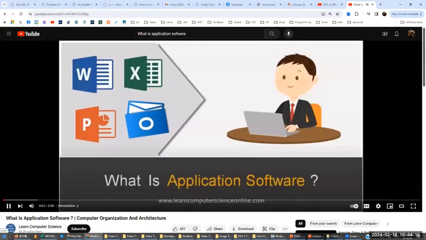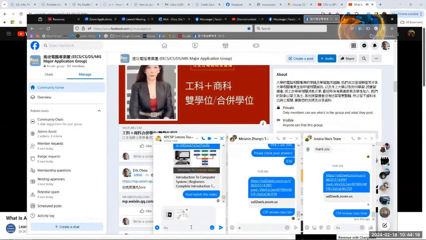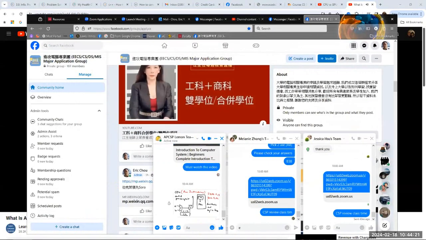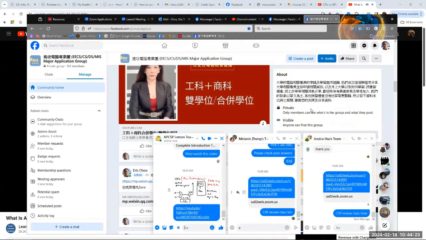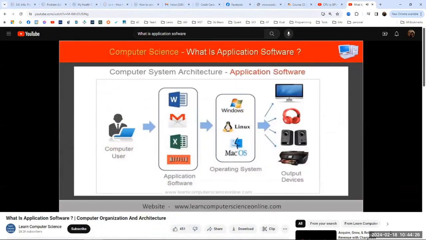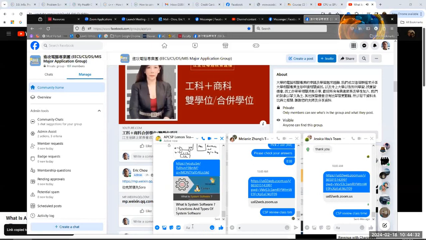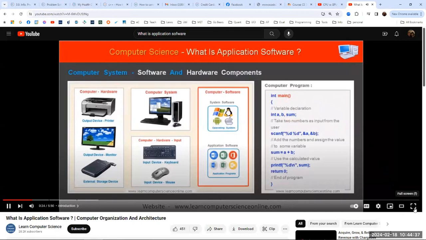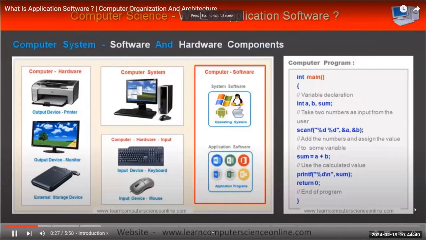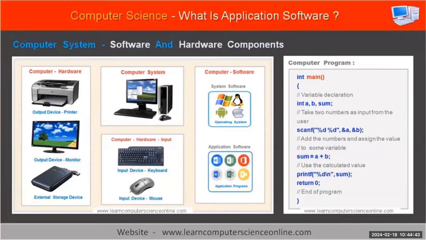Next one is, what is application software? Welcome to learncomputerscienceonline.com, and in this video, we are going to discuss what is an application program. The application programs are also alternately referred to as software applications. The application programs are computer programs developed specially to provide specific functionality to the user. The application programs are an essential component of every computer system. The application programs essentially provide various functionality to the computer user to perform different tasks on the computer system.